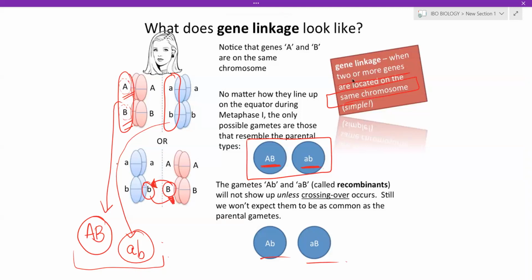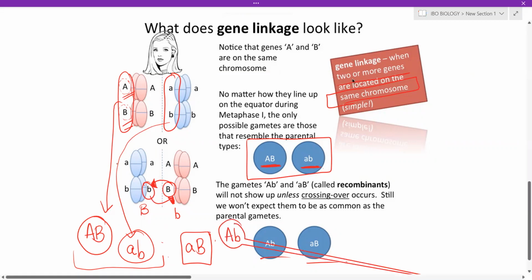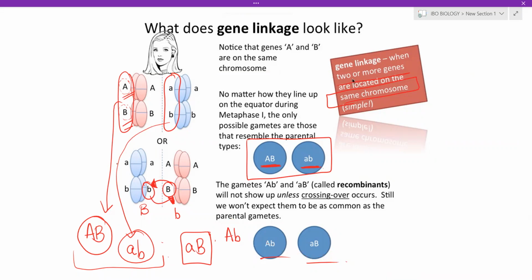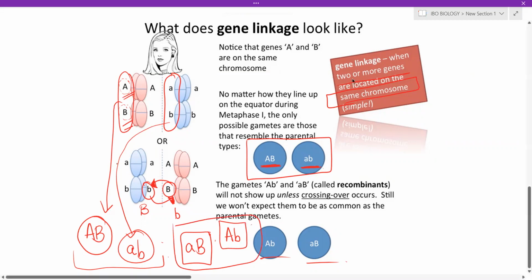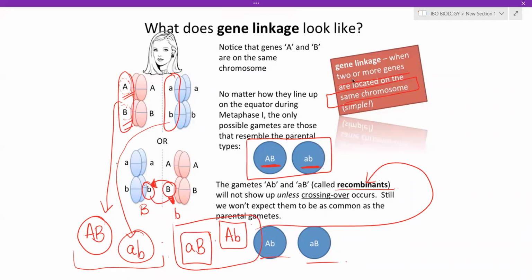When capital B and small b switch positions, the sister chromatids become non-sister chromatids, so capital B comes here, small b goes there. So now you can have a small a and a capital B, which is not a combination given by the parent generation, and then you can have a capital A with a small b. These are two new combinations that are different from the parents' combination. They have a very special name. They are called recombinants, because they have been formed after recombination, after crossing over.